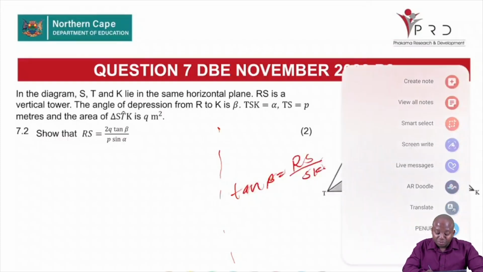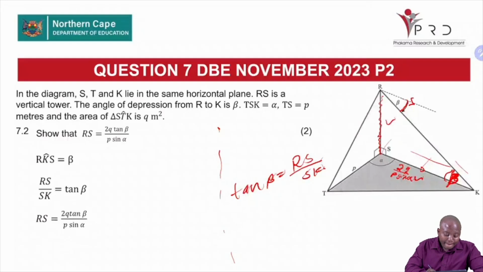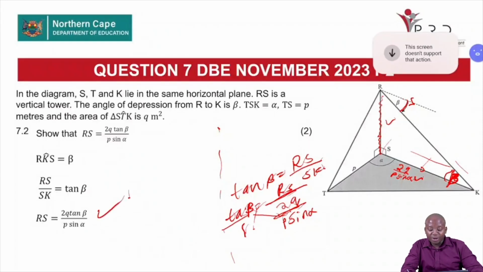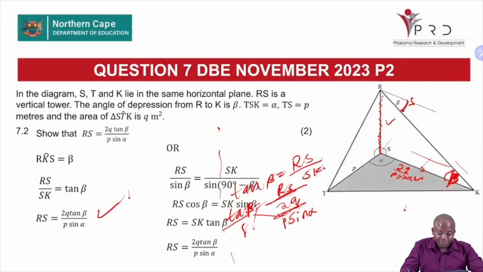Right. Easy. Now, tan beta is equal to RS over SK. Now, what is SK? Our SK was 2Q over P sine alpha. Then you cross multiply. You find that RS is equal to 2Q tan beta over P sine alpha. So that is how we get RS in that case.